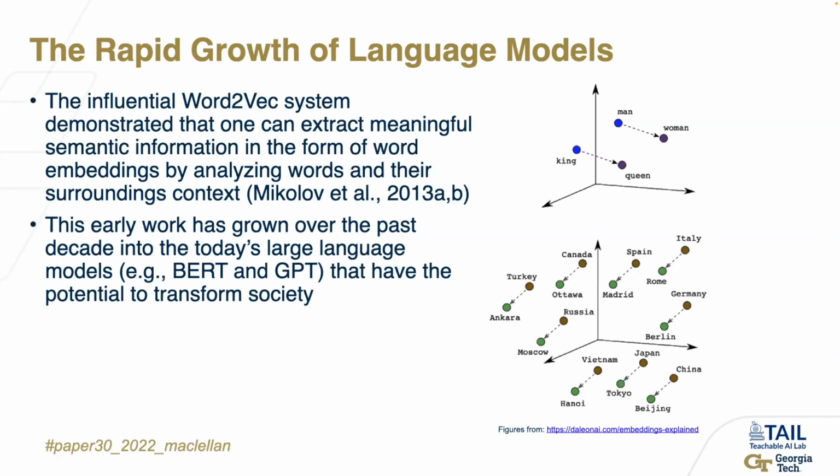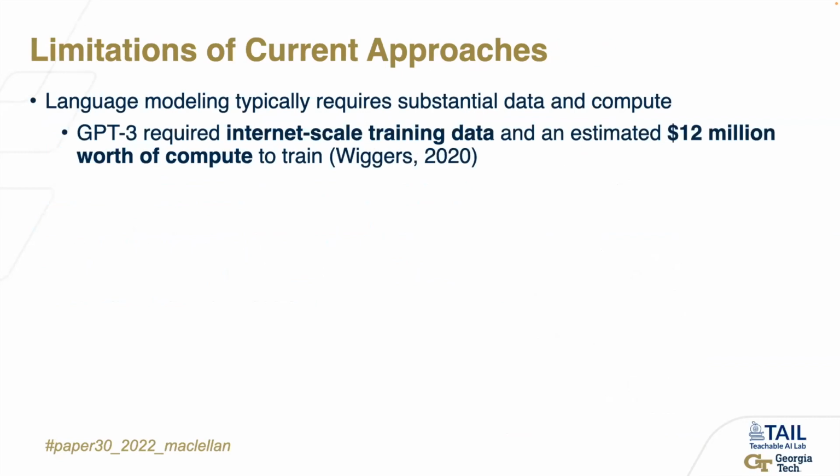Many people think that these language models have a lot of potential to transform different aspects of society. These models have a lot of applications. But despite all this excitement, there are a number of limitations of these current modeling approaches. First, they require substantial data and compute to build. GPT requires internet scale data, and I think there are some quotes that estimate it takes something like $12 million to train the GPT model.